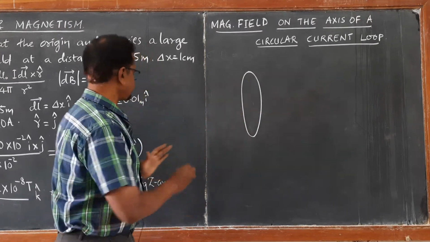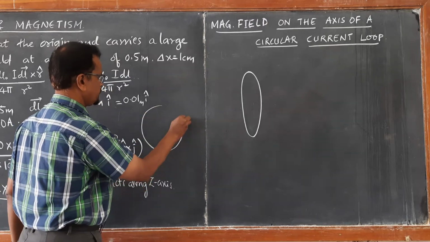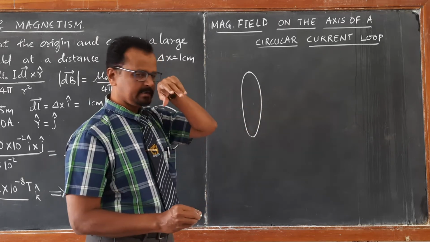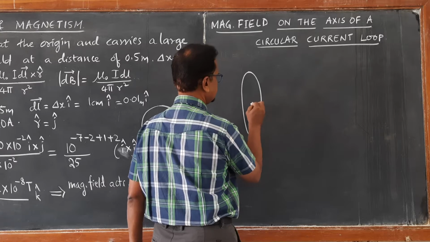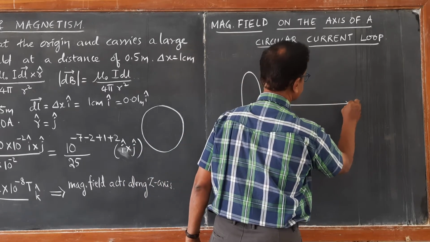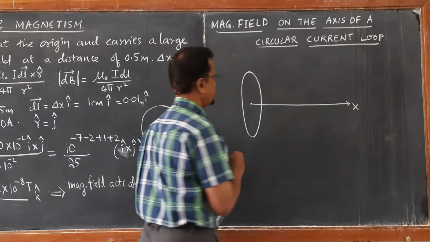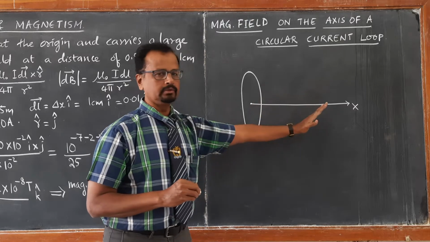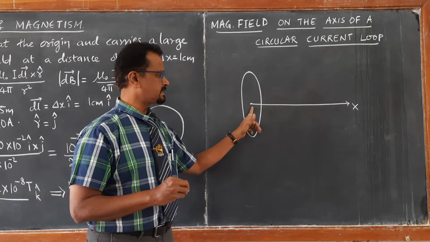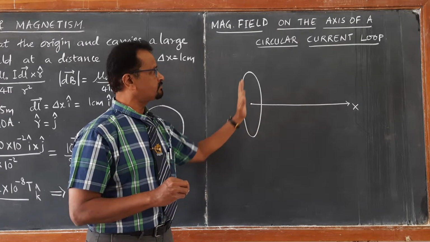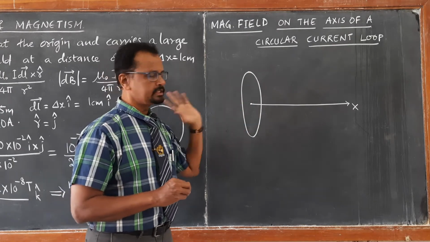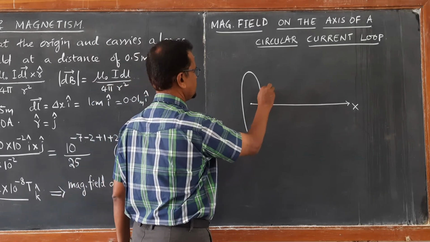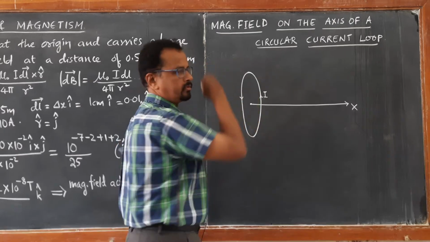This is actually the loop carrying current, and this is kept vertical like this, so that it is kept in the xz plane, and this is the center, and this is x axis, and the plane of the circular loop is perpendicular to this x axis. Assume that this x axis is the axis of this circular loop passing through its center, and this loop is carrying current I, let us say, in this anticlockwise sense.